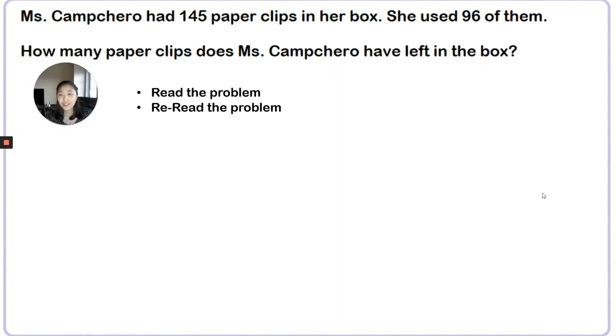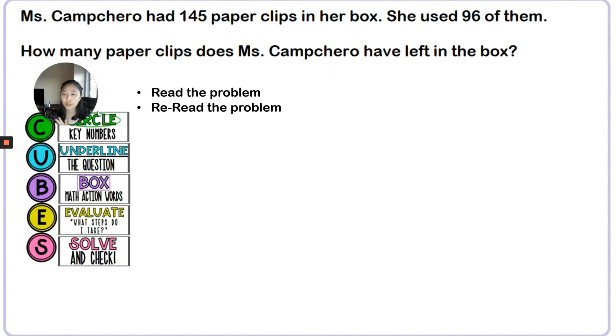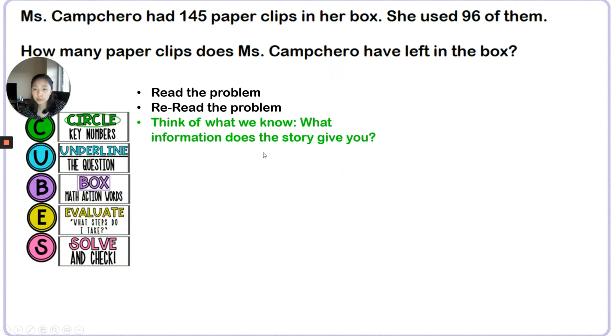Okay, now that you did that, we're going to hop right into our cubes. Make sure that you have some type of pencil, pen, whatever you prefer. That's going to help you. I have my colored pen, so that's what I'm going to do it with. All right. So we're going to go with our first one of circling the key numbers and the unit. So I'm looking right in the beginning. Miss Camchero has 145 paper clips. So right there, I'm going to circle that one. And then I keep going. She used 96 of them. I see a number, but I don't see an exact unit behind it. So I'm only going to circle that number.